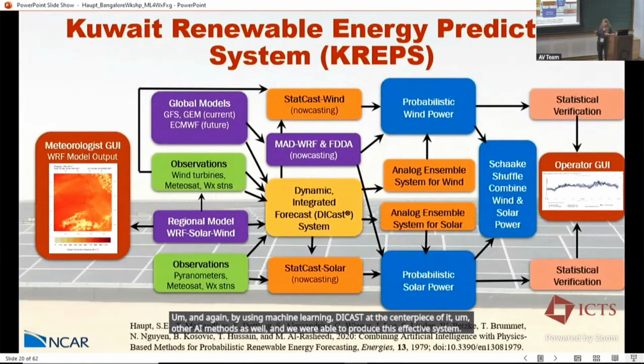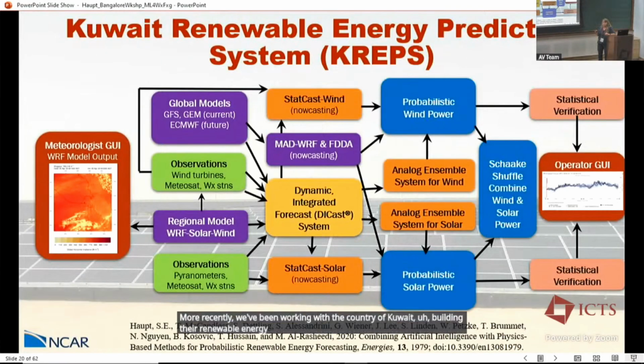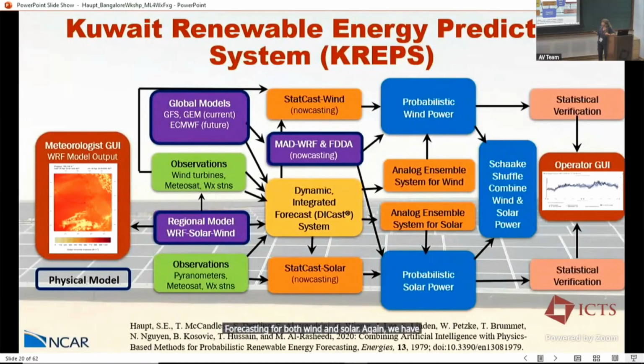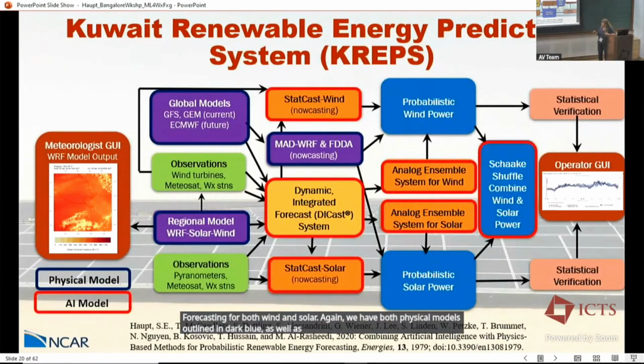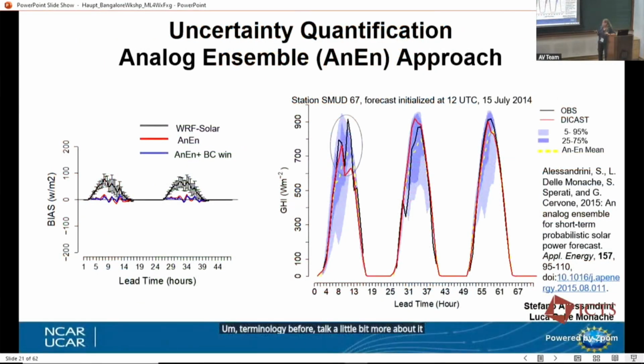More recently, we've been working with the country of Kuwait, building their renewable energy forecasting system, CREPS, forecasting for both wind and solar. Again, we have both physical models outlined in dark blue, as well as AI models with DICast right in the middle. You'll see here that at this point, we're starting to emphasize a method called the analog ensemble technique. We heard that terminology before, so let me talk a little bit more about it on the next slide.